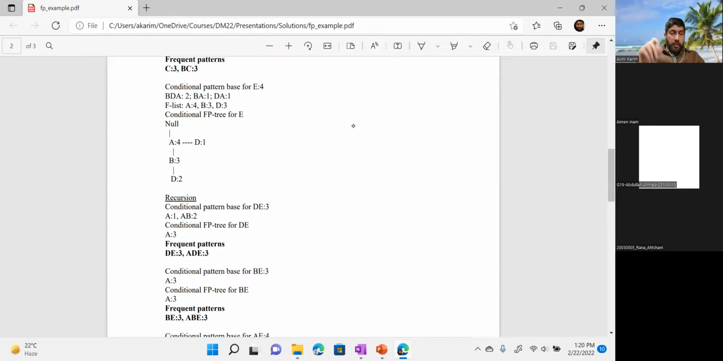And item sets are generated at each point by concatenating the conditional pattern base item or item set with the items that are frequent in the projected database or in the conditional FP tree. So projected database is the term that I talked about earlier. Here they talk about the conditional pattern base and conditional FP tree, okay?